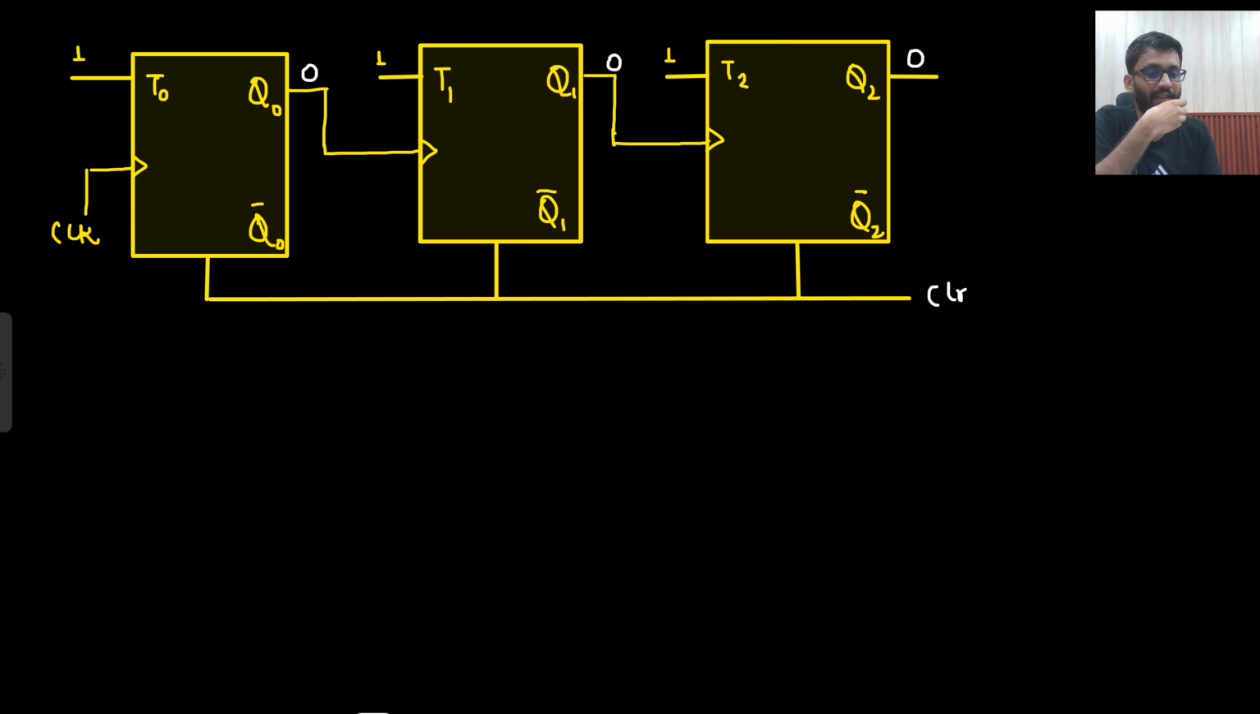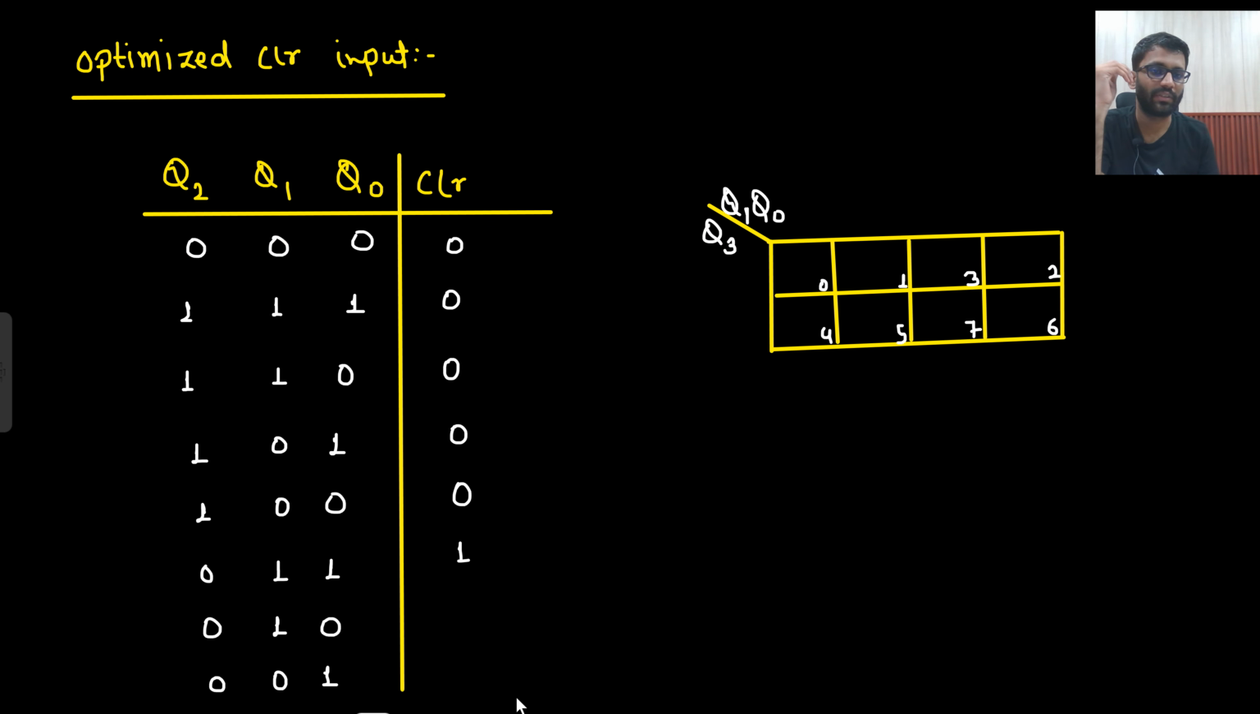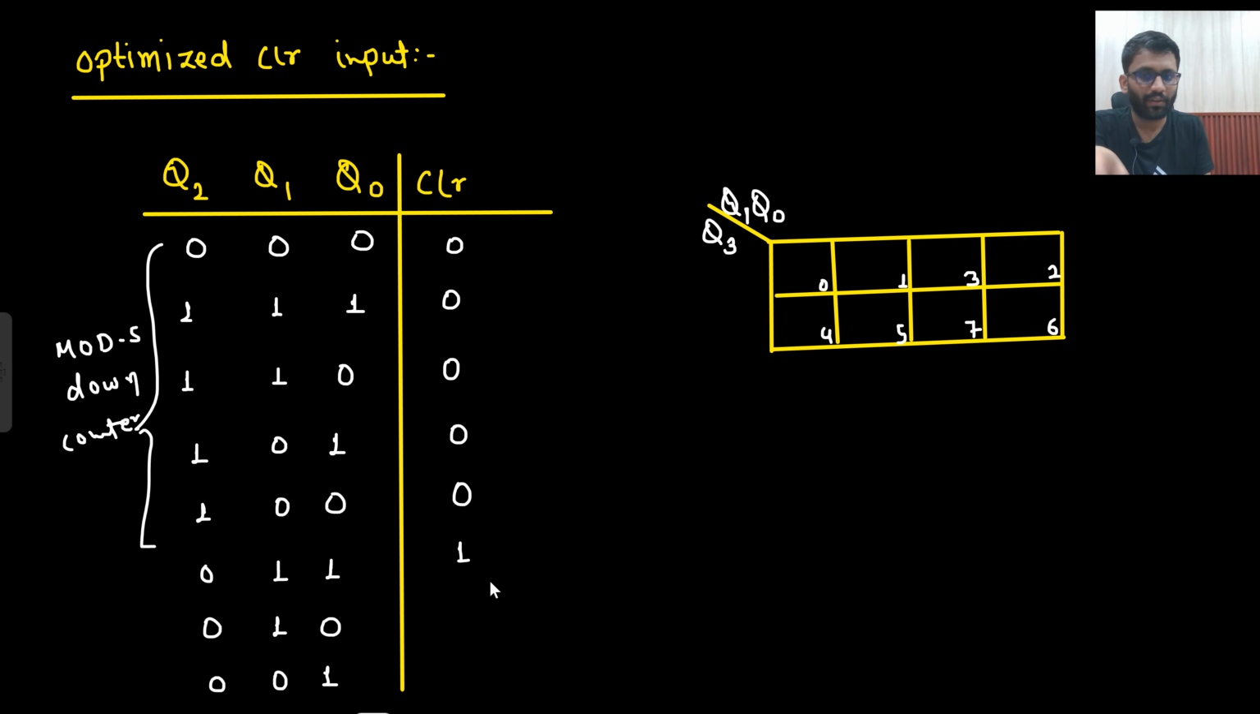So let's design it using the exact analysis. This is how we will design it. For 0 0 0 and 1 1 1, 1 1 0, 1 0 1, 1 0 0, which is your mode 5 down counter, you need the clear input to be 0 only. For 0 1 1, you need the clear input to be 1. For the rest of the time, you need it to be don't care. So this is your 3, which is 1, and the other bits are don't care.